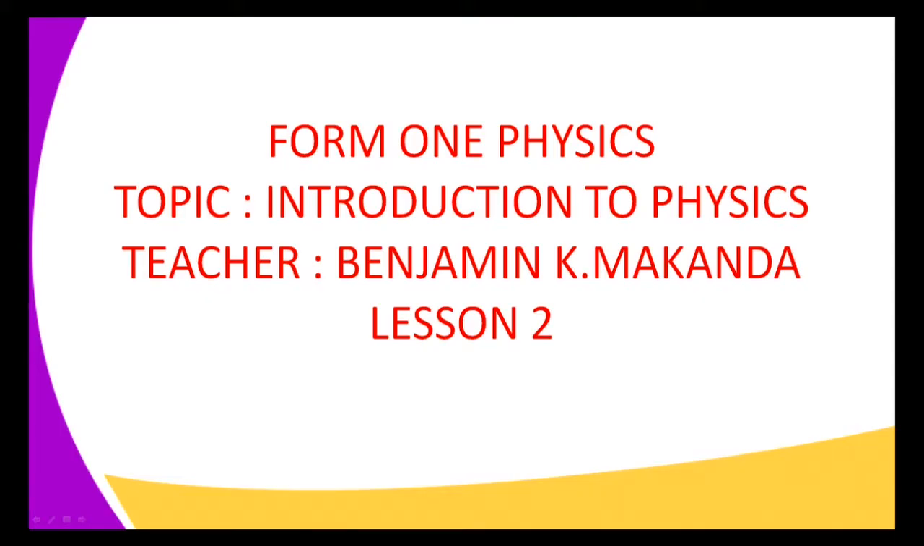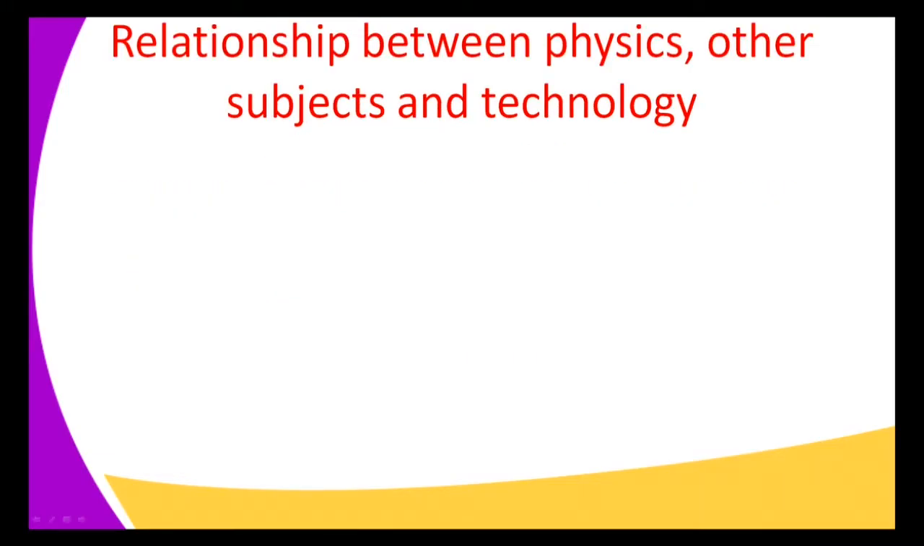Stay with me. Before we start our lesson, we want to look at the specific objectives that we will achieve at the end of this lesson. We would like to look at the relationship between physics and other subjects. At the end of the lesson, the learner should be able to relate physics, other subjects, and technology. How is physics related to chemistry, mathematics, biology, history, and technology? Once we come to the end of this lesson, you should be able to relate these.